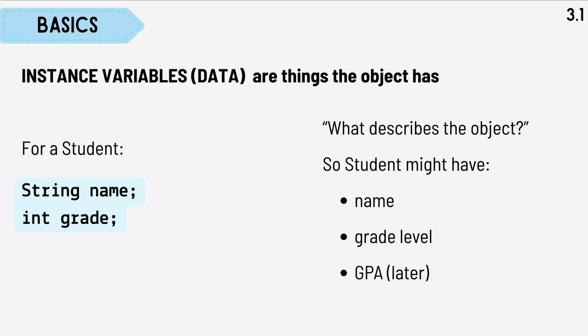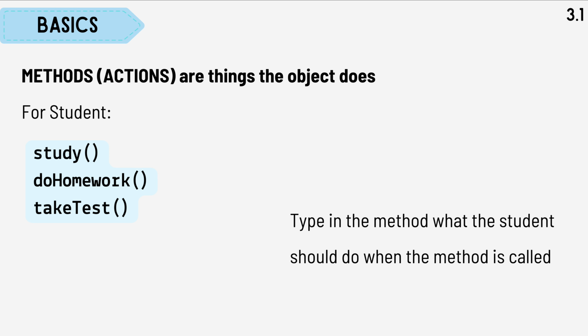Another thing is instance variables are the data the object has. For a student, the student would have a String name, an int grade, a double GPA maybe, and things like that. A method is what the student can do. They can study, do homework, take rest, and things like that.